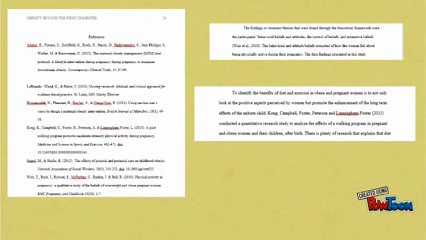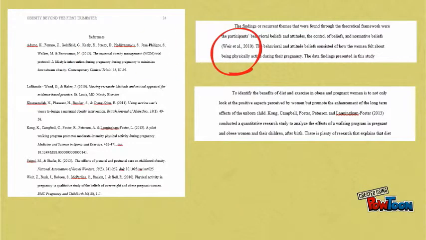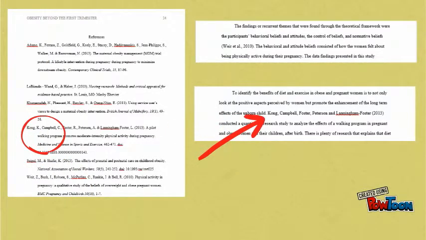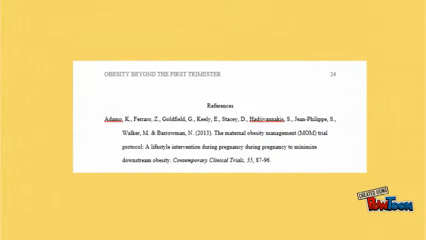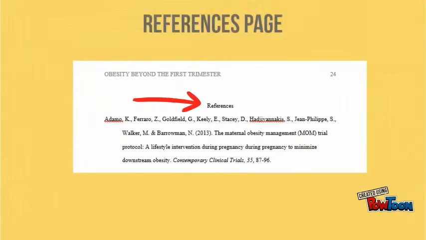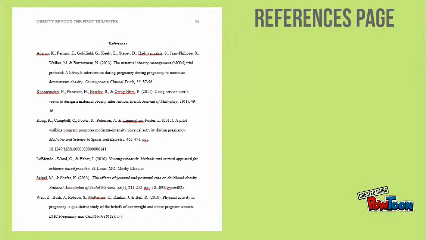Each source cited in your paper must have a corresponding entry on your reference page, and each source on your reference page must be cited in your paper somewhere. On your reference page, you will type out references on the first line of your last page of your paper. This page is solely dedicated to your references only.